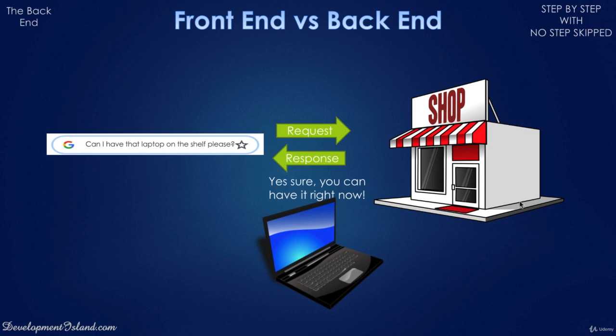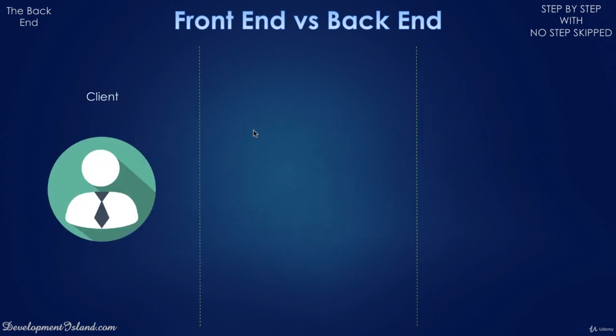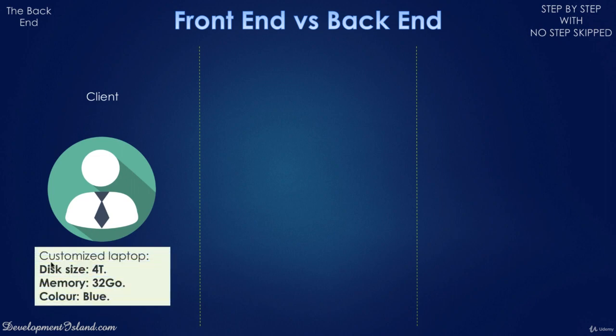Now let's compare this example with an example where the back end has got more work to do. So let's say that you want to buy a laptop, but this time you want a customized laptop. So let's say that you want a laptop fulfilling certain conditions like the disk size, memory, color, etc.